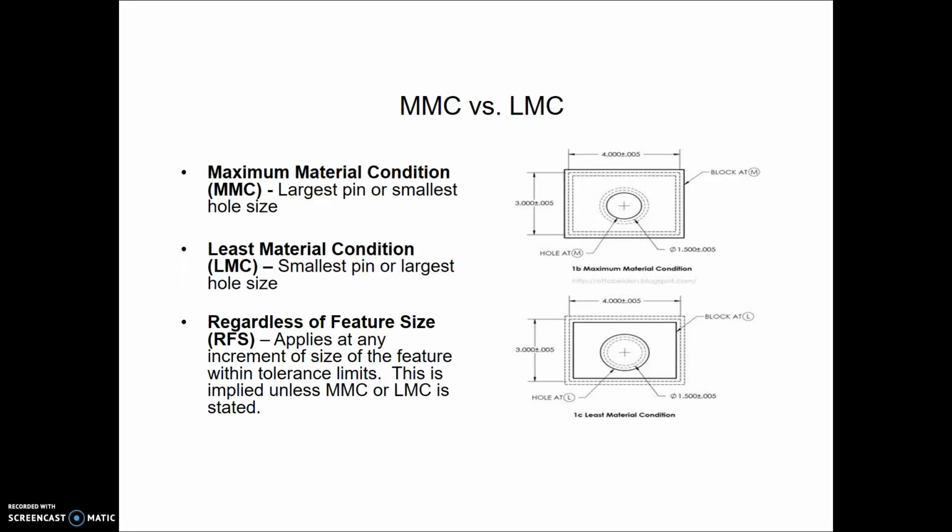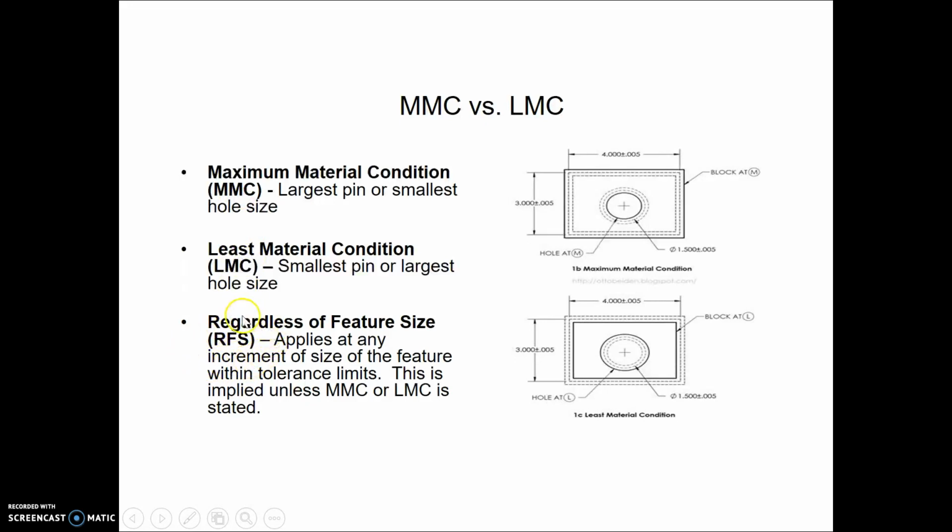If you haven't machined enough material away, you have the maximum material, which would leave us with the smallest hole. That's the same thing as not machining enough away on a shaft or a pin where there's some more material that hangs around, so the pin would actually be larger. This works in reverse for least material condition, where now you're looking at the smallest shaft or the largest hole size, because now we've machined a lot more material away, so the hole is getting larger and the pin's diameter is getting smaller. RFS is assumed on every document unless the least or maximum material conditions are specified.